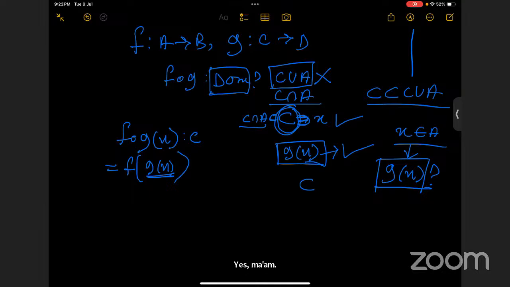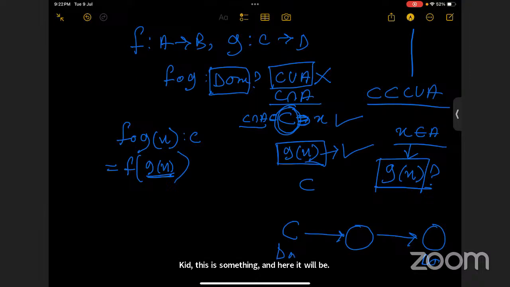It starts from C. This is our domain, and this is our codomain, right?